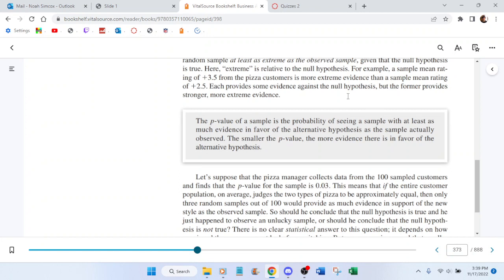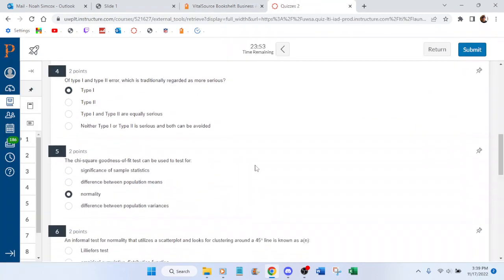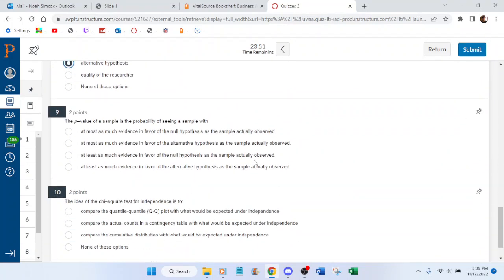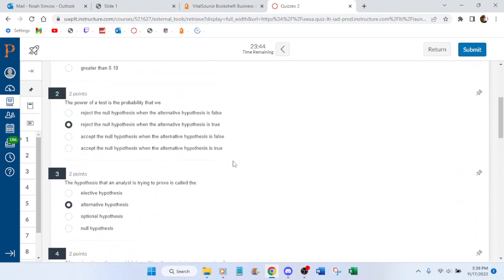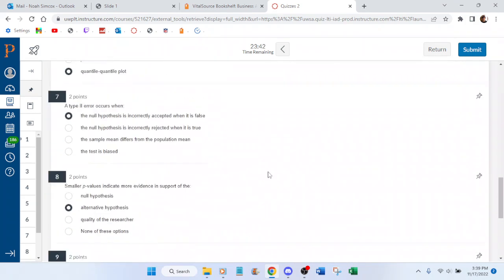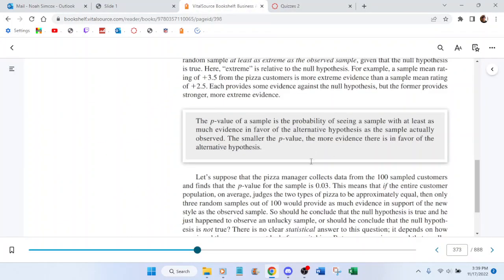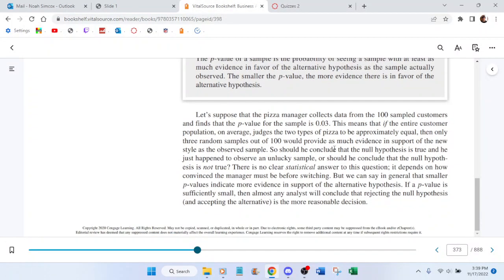Oh my gosh. The probability of seeing a sample with at least as much evidence in favor of the alternative hypothesis as the sample actually observed, given that the null hypothesis is true. I was confused. At least as much evidence in favor of the alternative. Okay, so we got 9. I think there's only a couple I'm missing here. We just need 1 and 10. So we need like the convincing level of that. What's the convincing level?